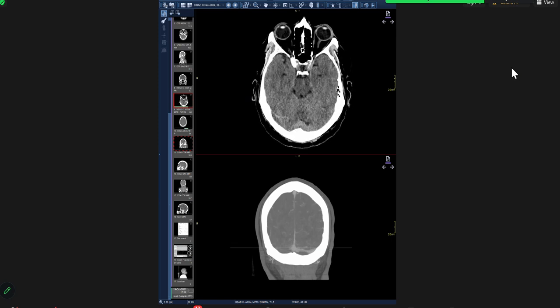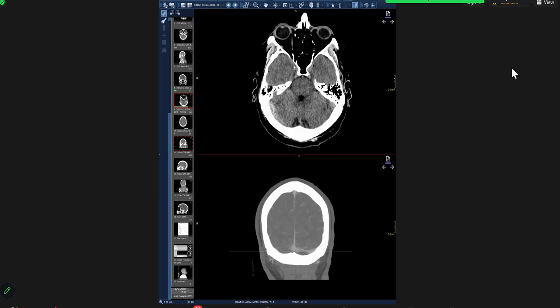I could just appreciate this hyperdensity in the right posterior fossa along the right side. Okay, so what's your diagnosis and differential? My first diagnosis would be transverse sinus thrombosis. It can be any other extra-axial lesion like meningioma, but that shows homogeneous enhancement.